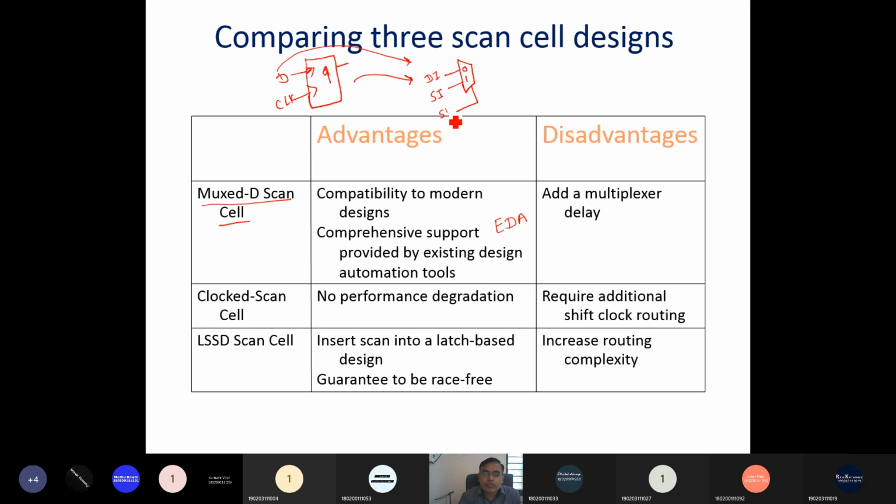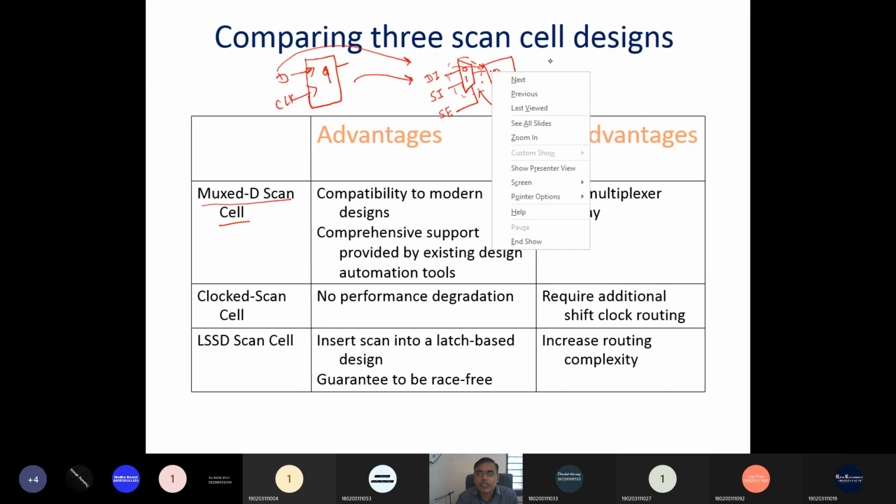So here there is a shift enable input, to select which mode we want to use. This hardware is the extra hardware, added due to the DFT logic. Right? So this adds the multiplexer, and once we add the multiplexer, it adds delay. Whatever the delay between the data input and the input to the flip-flop, that delay is not there in a normal design.